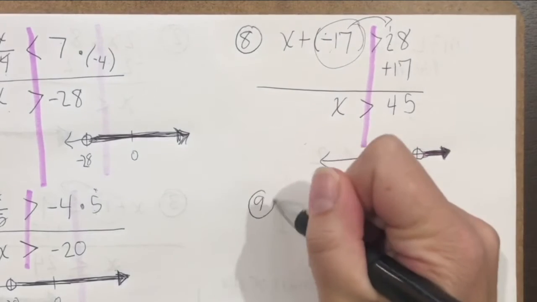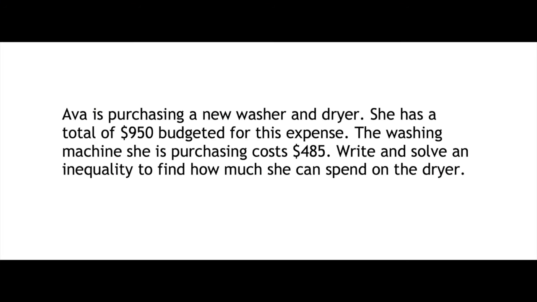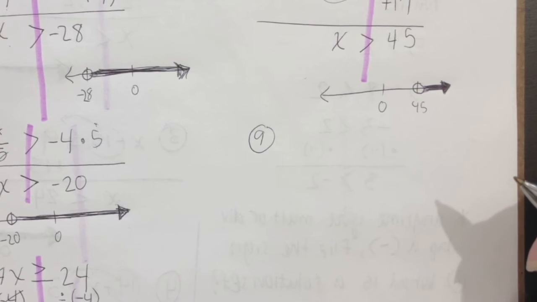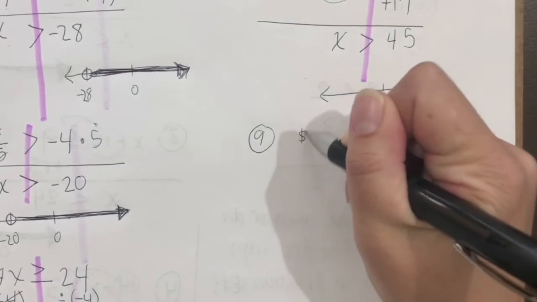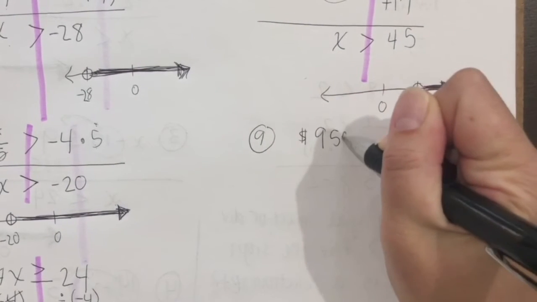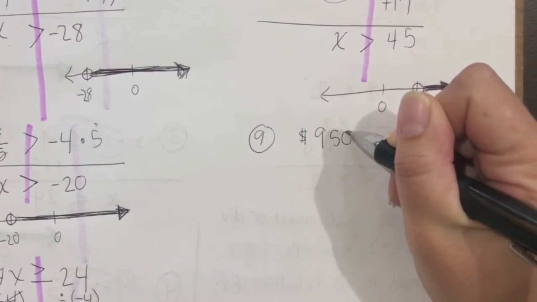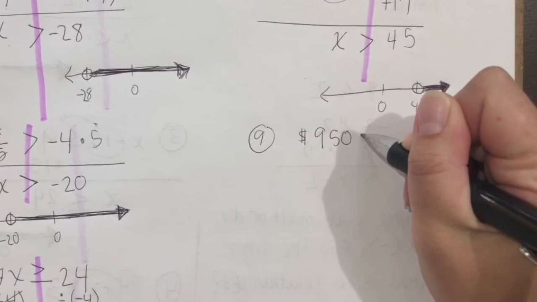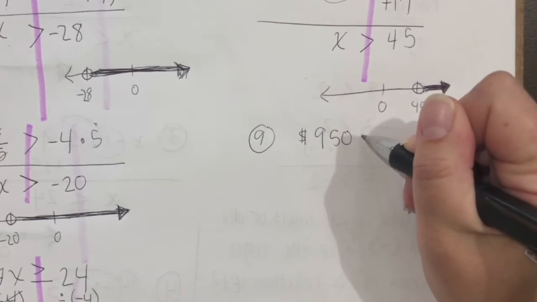Number 9. Ava is purchasing a new washer and dryer. She has a total of $950 budgeted for this expense. The washing machine she is purchasing costs $485. Write and solve an inequality to find out how much she can spend on the dryer. So $950 is going to be the maximum she can spend. So she has to spend $950 or less.